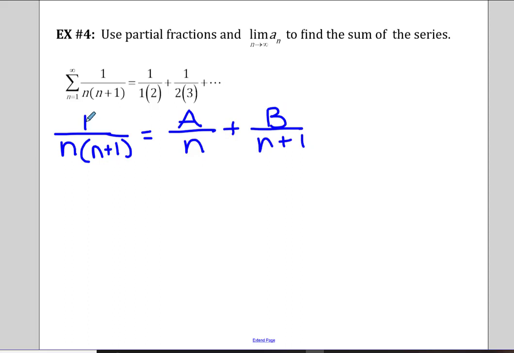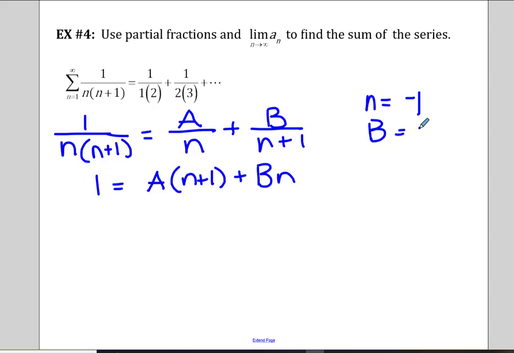And if our numerator is combined, and we let n be -1 to kill off this term, then -1b is 1, so b is -1. And if we let n be 0, so this term goes away, and this is 0, then 1a is 1, so a is 1.